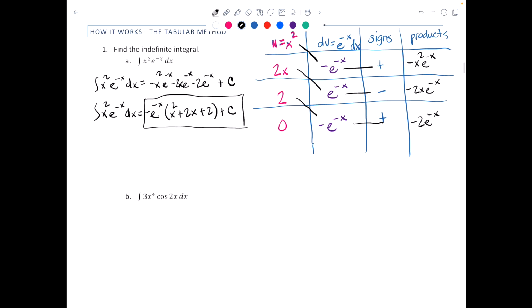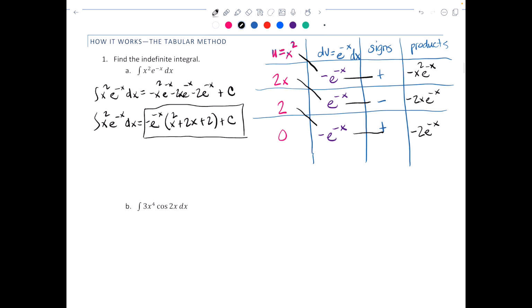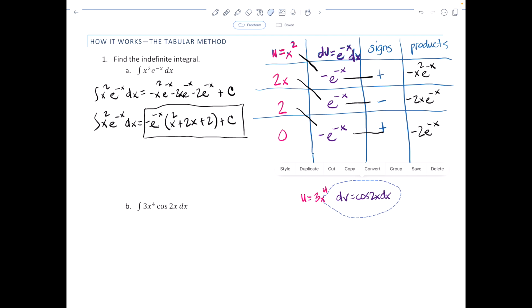Okay, so this one, we'd have to use it quite a few times, right? I mean, we had to use this one quite a bit with a squared term. So here we go. Our u this time is 3x to the fourth. Our dv would be cosine 2x dx. And then we would have our signs and products.